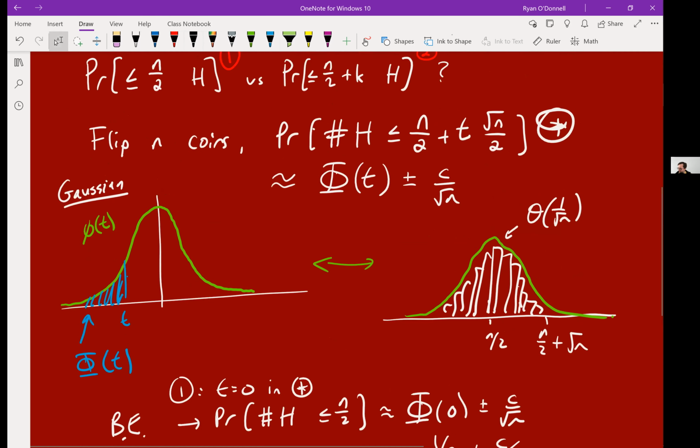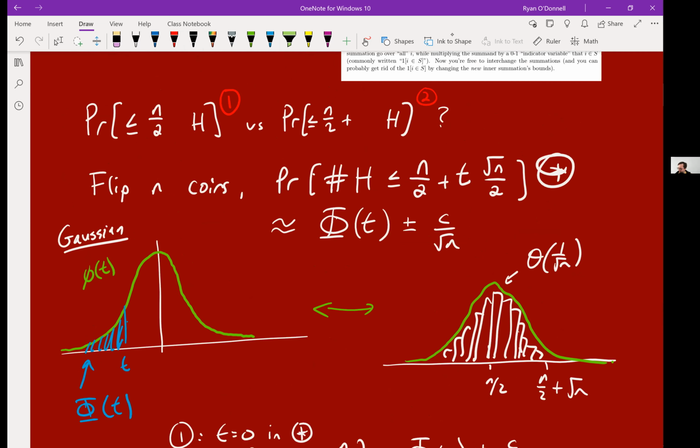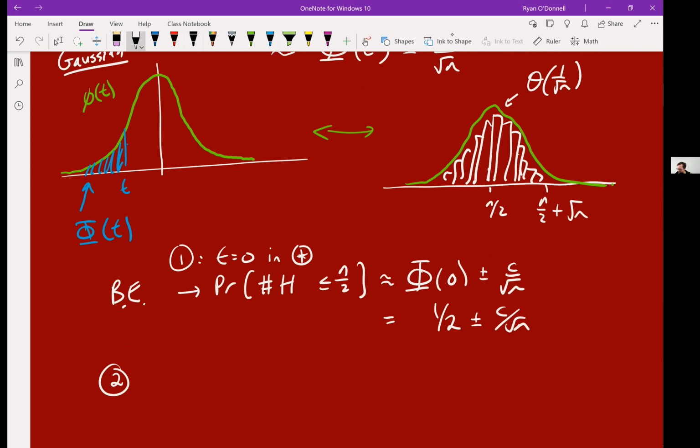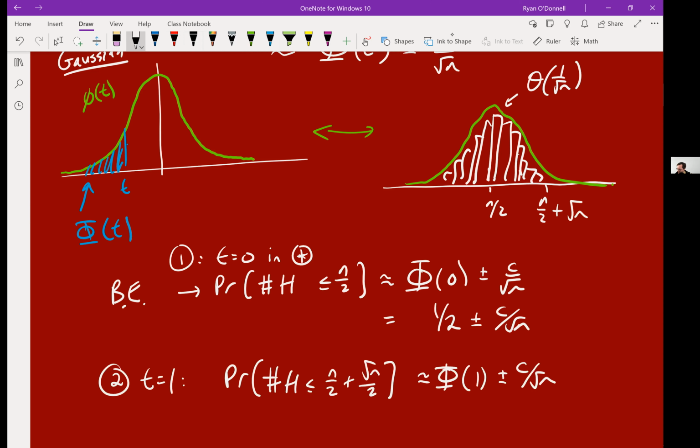So okay, then you're saying in 2, did you have some value in mind for here? We were just using 1 standard deviation. Okay. So I guess √n/2. Okay, so then in 2, it's t equals 1. So you get that the probability that the number of heads is less than or equal to n/2 plus √n/2 is phi of 1 plus or minus c over √n.